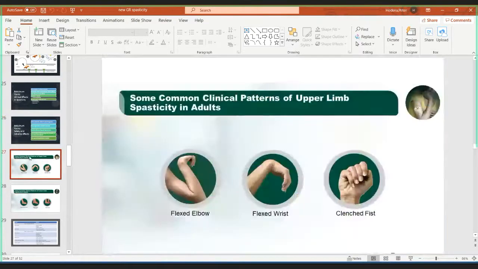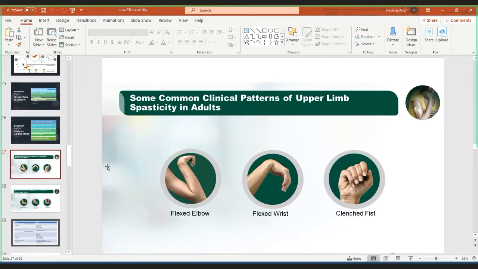So I mentioned several patterns. This is mostly showing flexed elbow, flexed wrist, and clenched fist with thumb adduction, the most common patterns in the upper extremity, mostly distally. If you look at the clenched fist pattern, the patient has trouble opening the hand, there is no function, and it's difficult to clip nails or wash the hand, so it can create not only functional impairment, but also a question of hygiene.